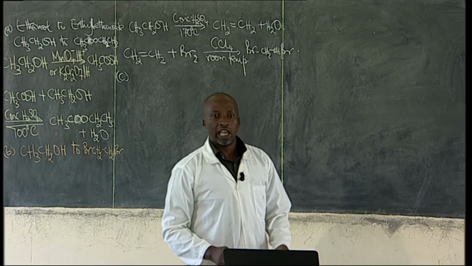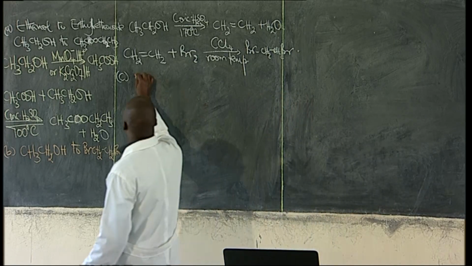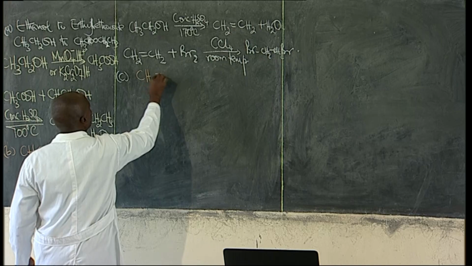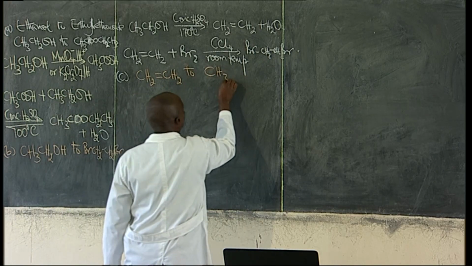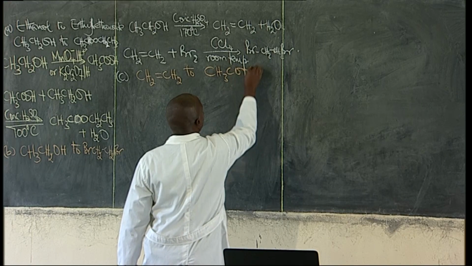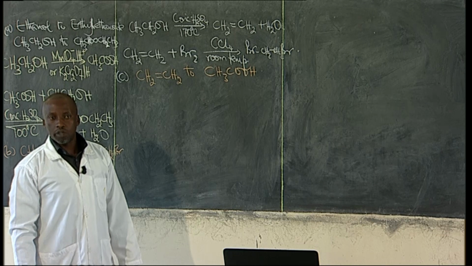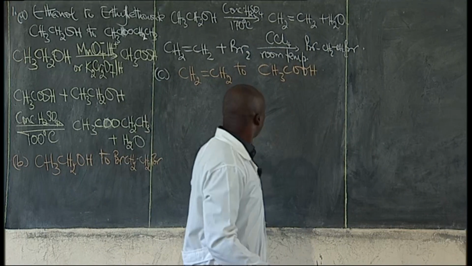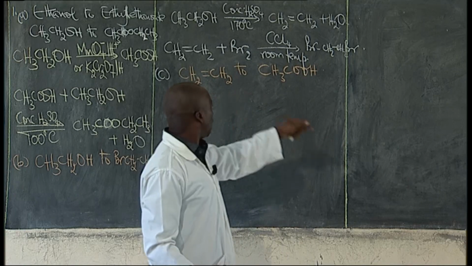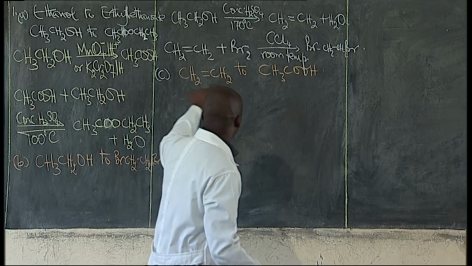Number C, ethene to ethanoic acid. So we are moving from ethene, and you move to ethanoic acid. How do we move from there? Which reagent do we use? Do we have any one substance, one reagent that we can add to this to get this?